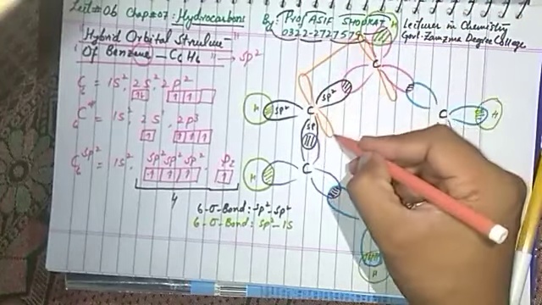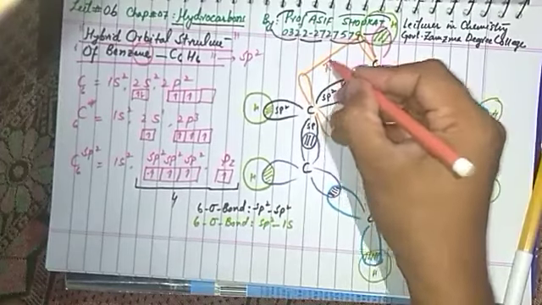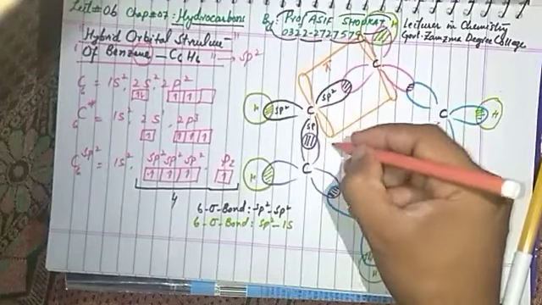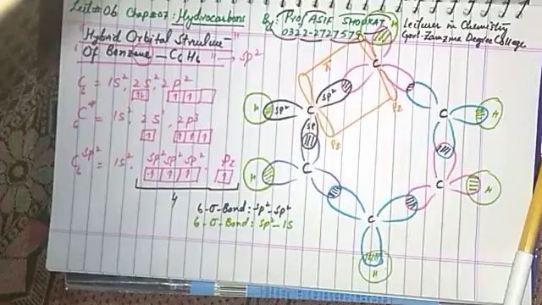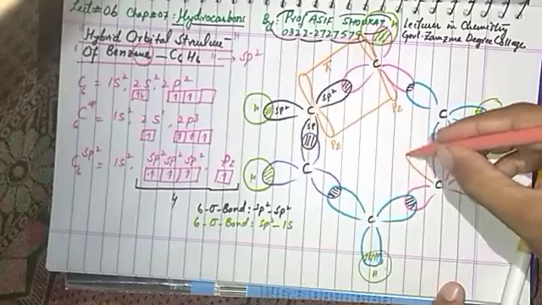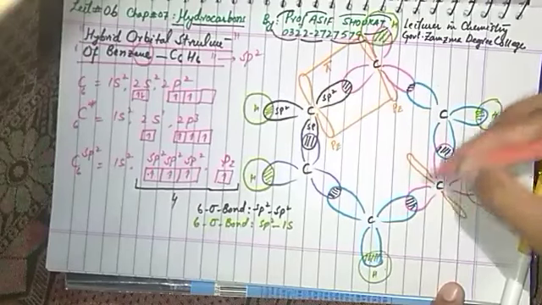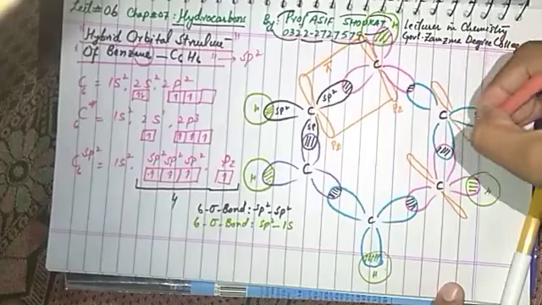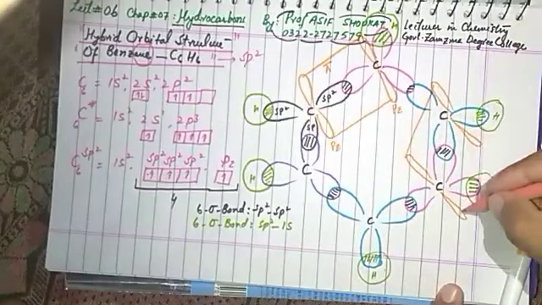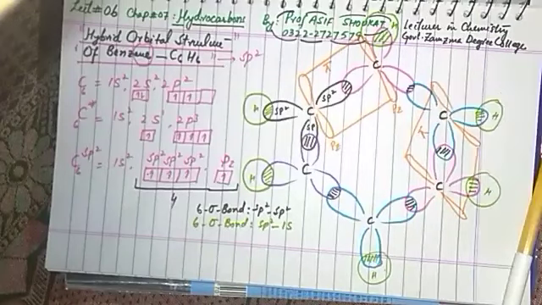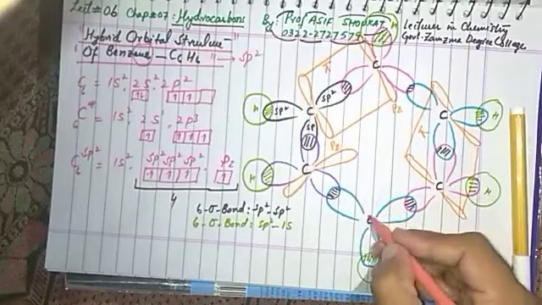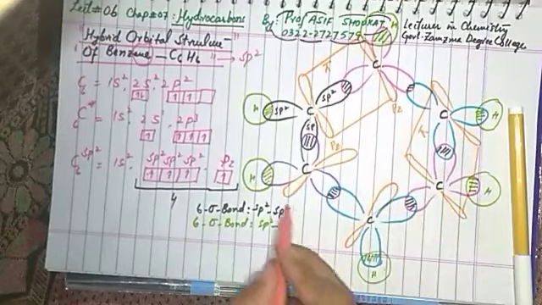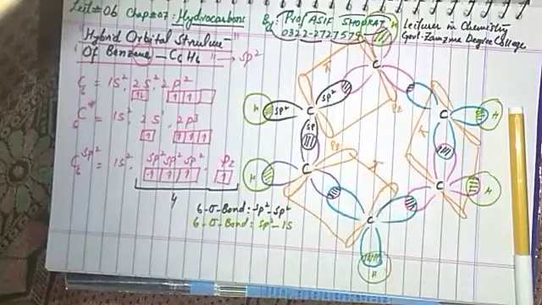Both will overlap side by side and will make a pi bond. This one is the pz orbital of one carbon, the pz orbital of another carbon. In a similar manner, it is pz, it is pz, join them, it will also make a pi bond. pz, pz, join them, it is also a pi bond.